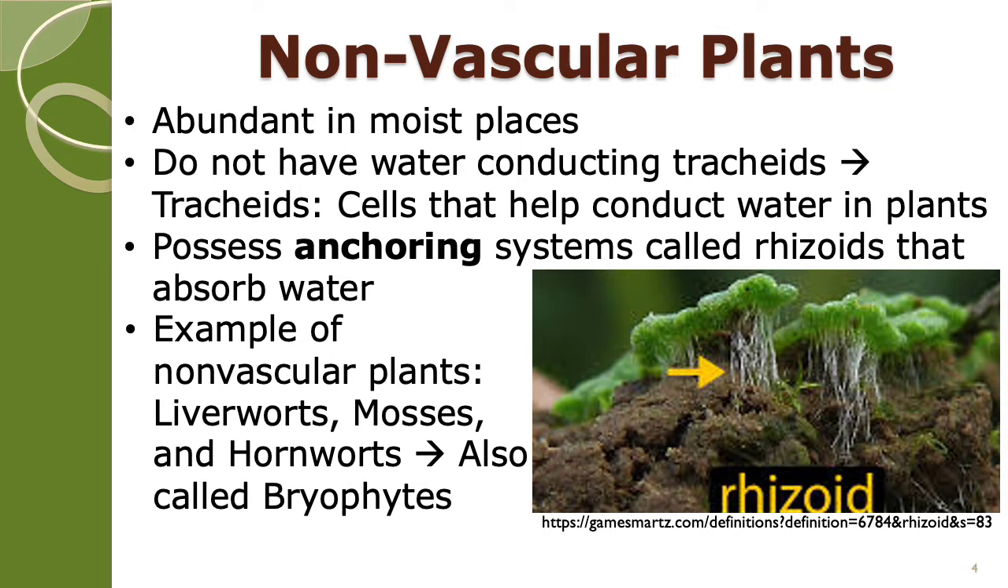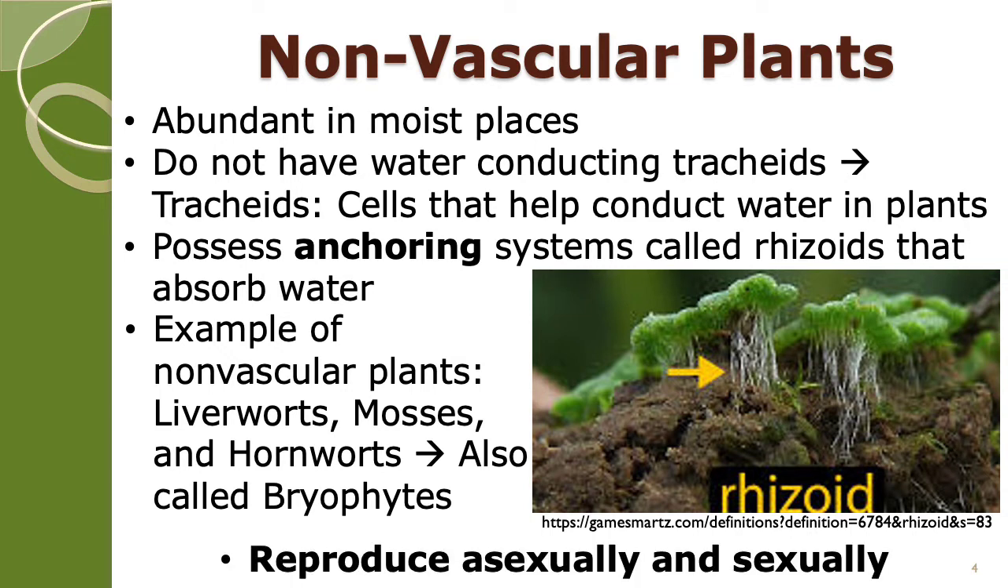Now, when we look at non-vascular plants, there are three main examples that come up, which are the liverworts, the mosses, and the hornworts. Collectively, they're also called bryophytes. Now, plants are known to undergo asexual reproduction, but in the case of non-vascular plants and even vascular plants, sexual reproduction can also occur.